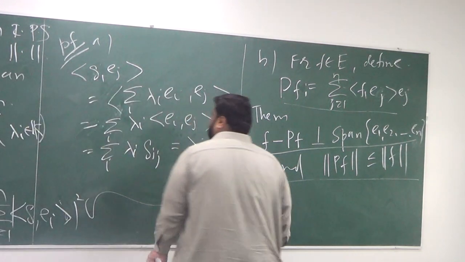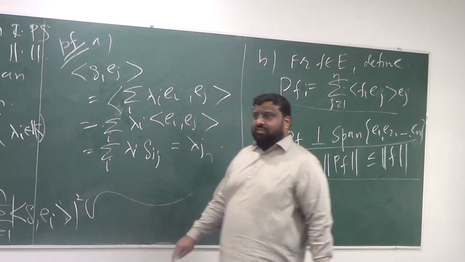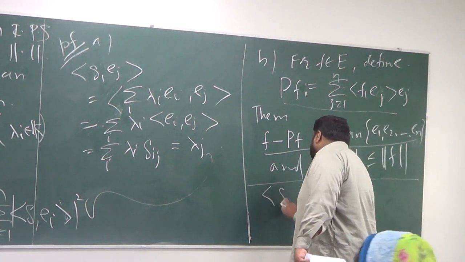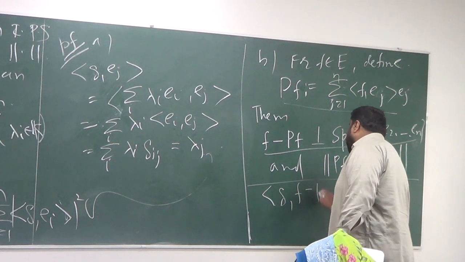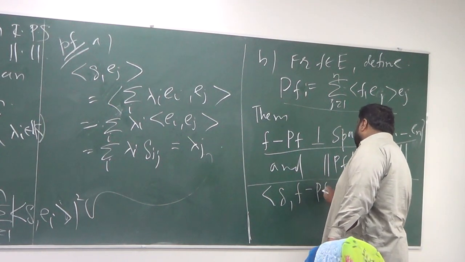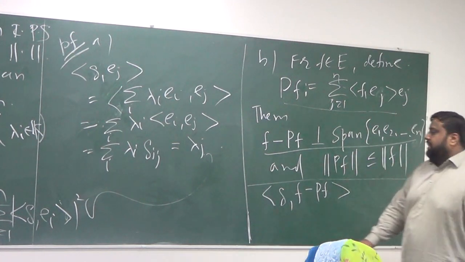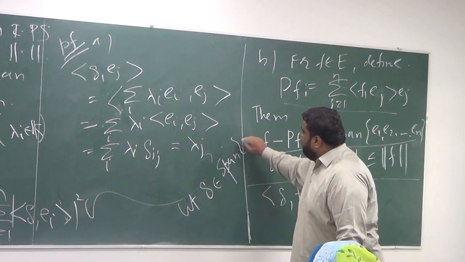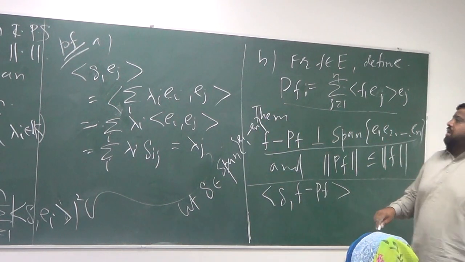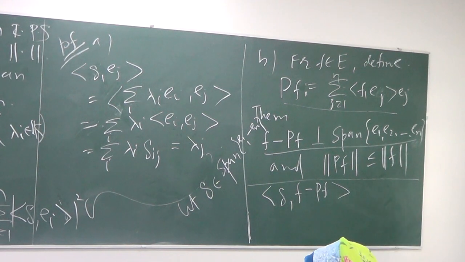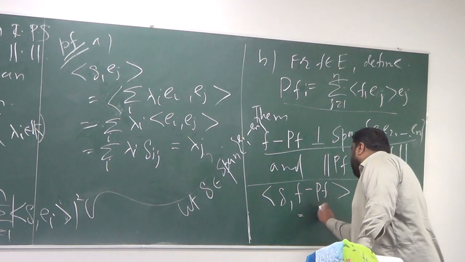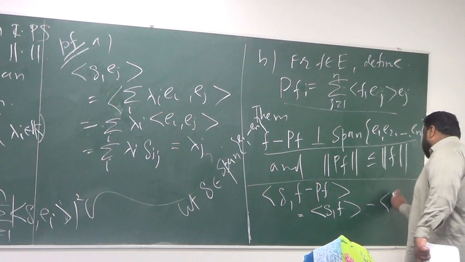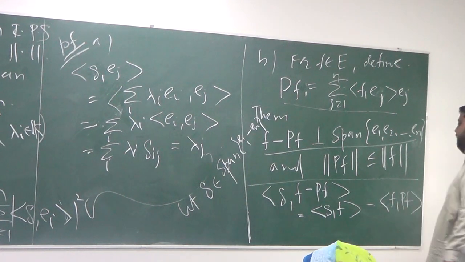Can we do that? So what should I take? Let's take the same g. g is also in the span of e. Then consider this g, also the general element will have g. So let's take this g from the span of e_1 up to e_n. Do it. So how should we do it? The first thing is going to be ⟨g, f⟩ minus ⟨g, Pf⟩, the projection of f.